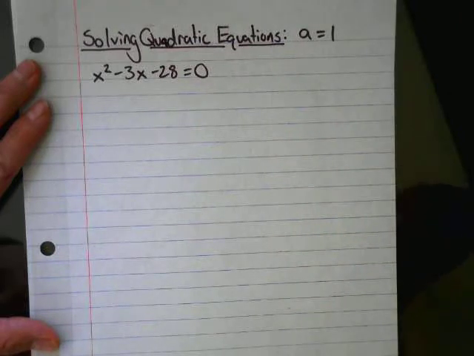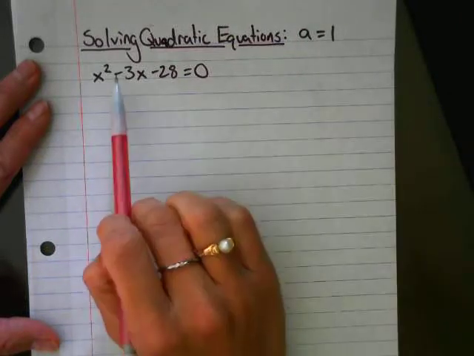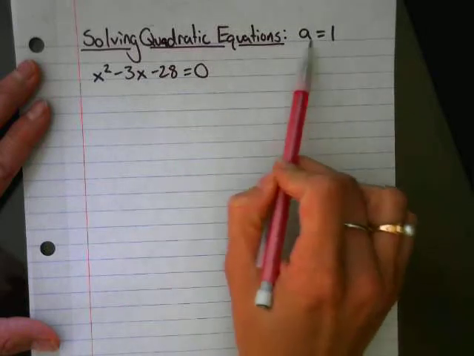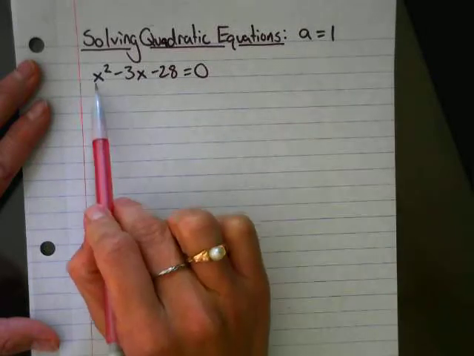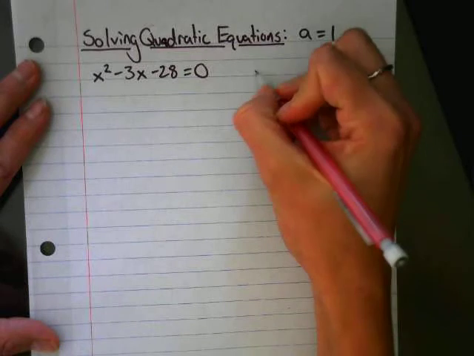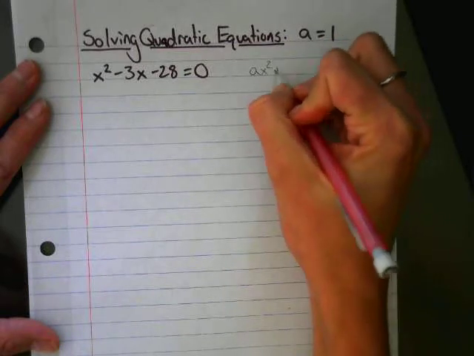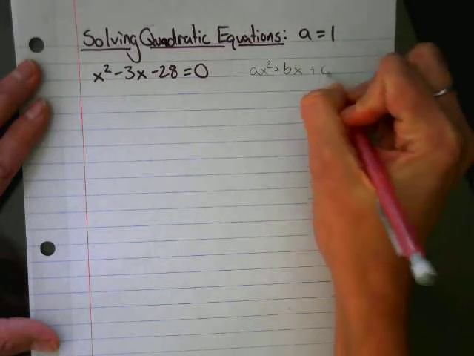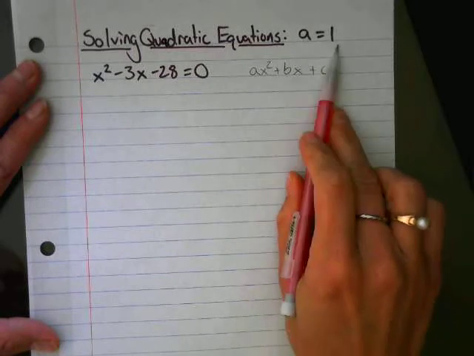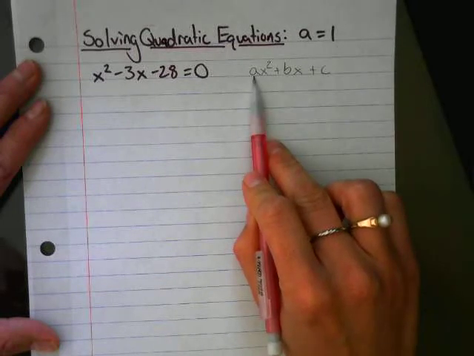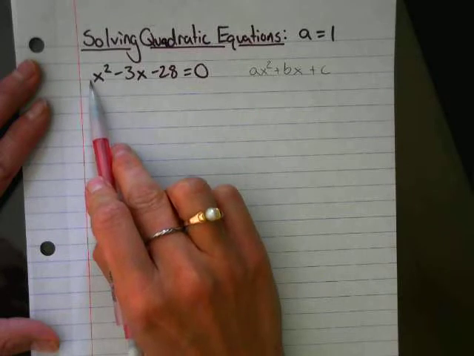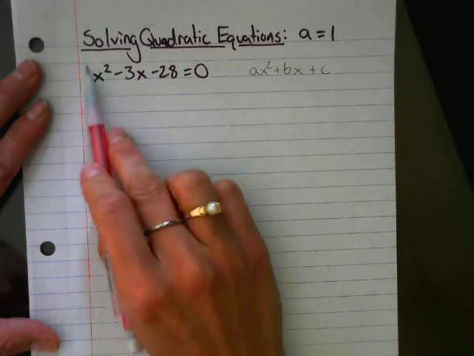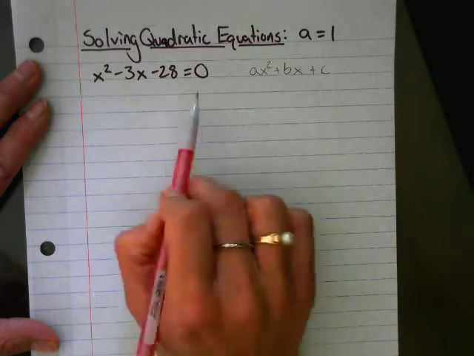Alright y'all, so in this video I'm going to be showing you an example of solving quadratic equations when a is equal to 1. Remember that whenever we have a quadratic equation, if it has the form ax squared plus bx plus c, that means that if a equals 1, then this first coefficient right here in front of the x squared term would be a 1, or we wouldn't see a number there like in this example.